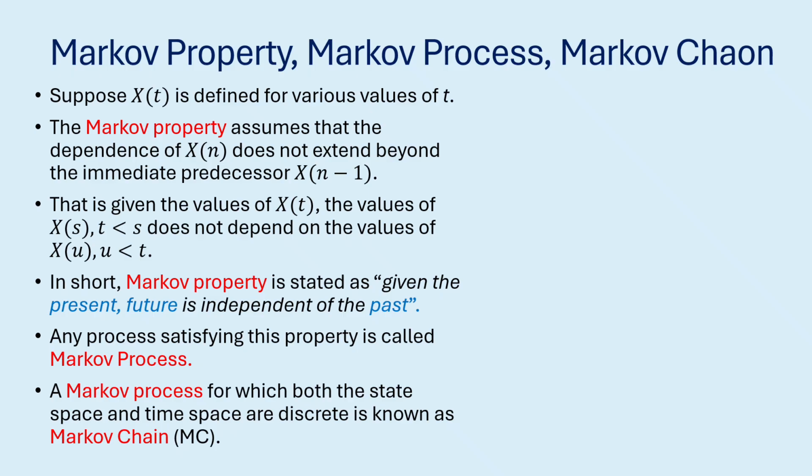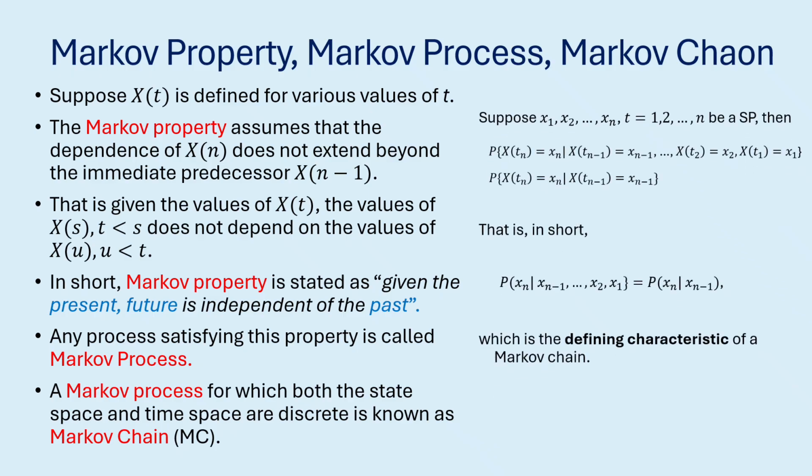Any process satisfying this property is called a Markov process, and a Markov process for which both the state space and time space are discrete is known as a Markov chain. Technically speaking, the language is very simple. Given all other events, the probability of X_tn equal to x_n is simply the probability of X_tn given X_tn-1, because the rest of the events are treated as past. This is considered to be the defining characteristic of a Markov chain.